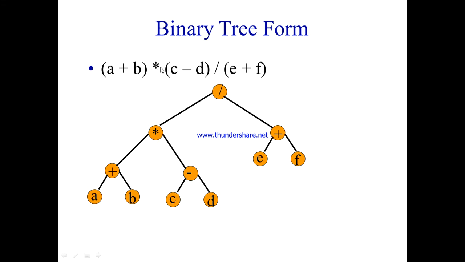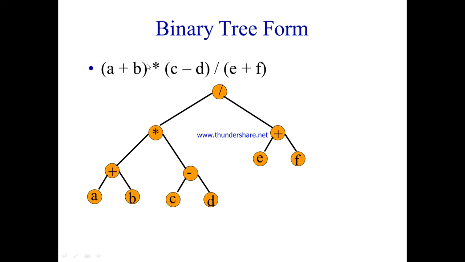Okay, so even though the star has the highest precedence among the operators, the brackets have more precedence, because those in brackets have to be performed first, right? So A plus B and C minus D. For this operator, the left operand is what? A plus B, and the right operand is C minus D.